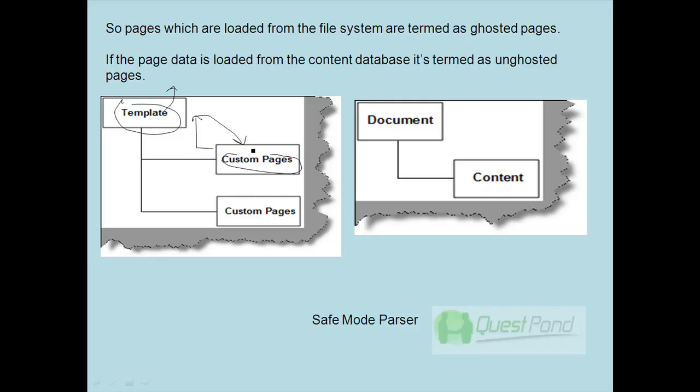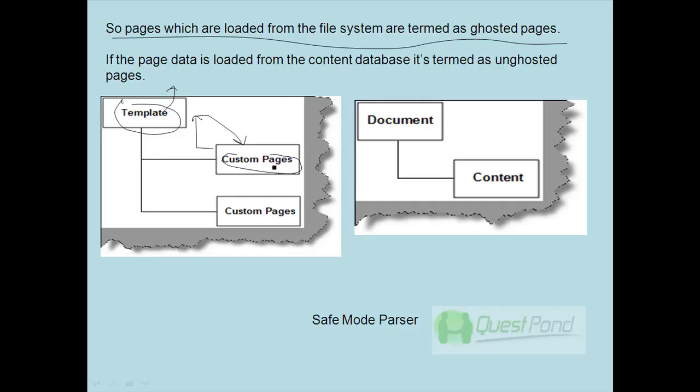Why? Because whenever you store a page in the file system, it always inherits from a master page template, or a custom template, and the template differences are applied to the custom pages. That's why pages loaded from the file system are termed as ghosted pages. Okay, now we talk about the other source where a page is stored, and that is the content database. The content database has two tables: a document table and a content table.